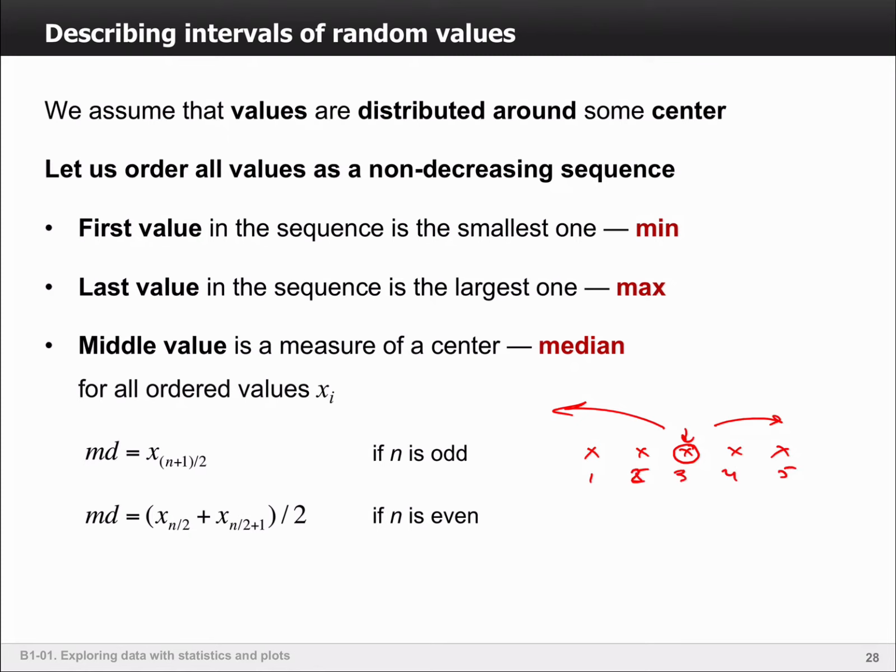So that's easy. But what if you have, for example, 6 values? In this case, you don't have a particular value in the middle because the middle is here, right? So you have 3 values above and 3 values below. So in this case, you simply take the sum of these 2 values and divide it by 2. So you calculate the average of these 2 values. The median will be the average of these 2 values. Okay. So these are the simplest statistics.